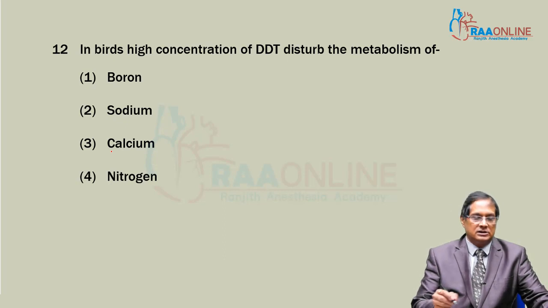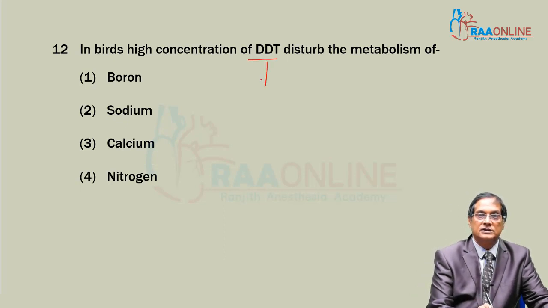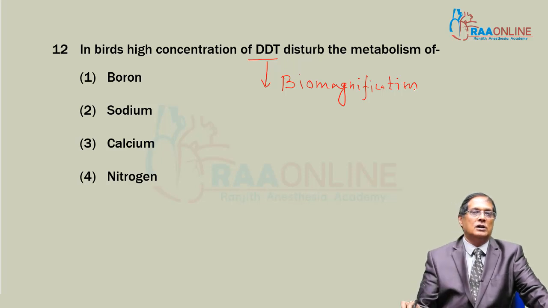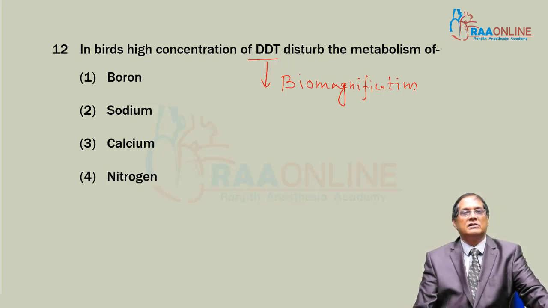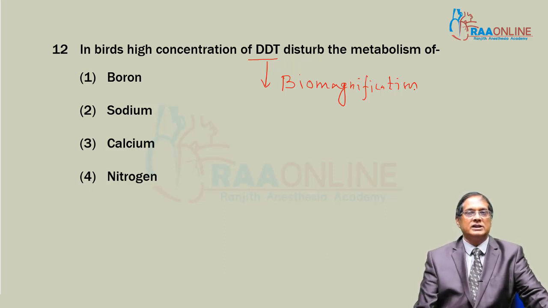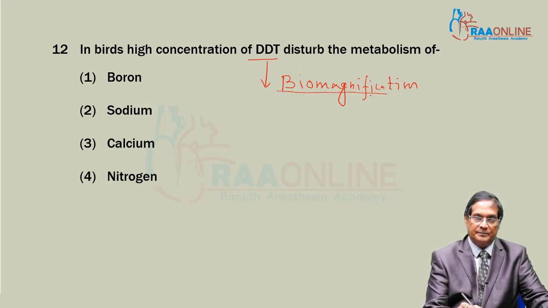Birds have a high concentration of DDT. DDT is actually responsible for biomagnification because it is a non-biodegradable substance. When it reaches the water body, it enters the trophic levels through plants and reaches all the animals, up to the top consumer level. That process is known as biomagnification.